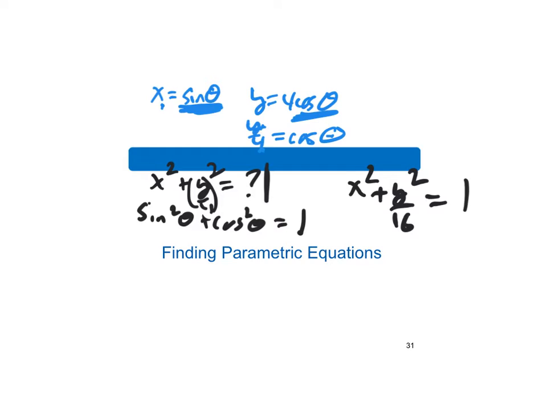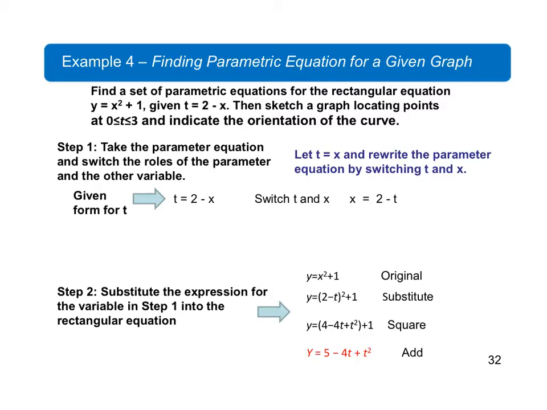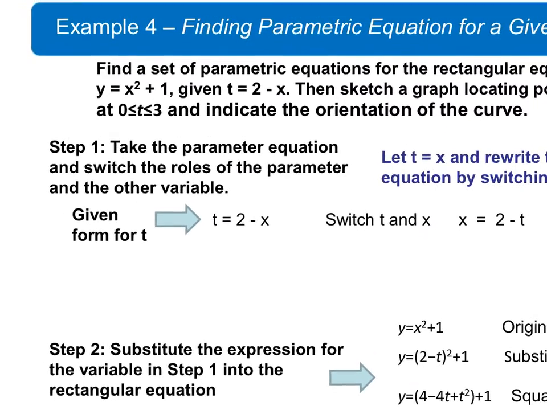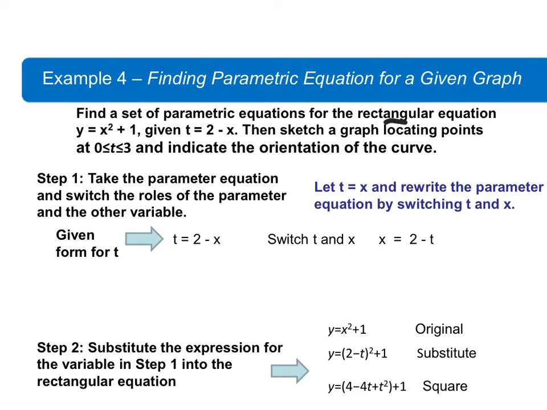Okay. So this is parametric changed to rectangular. Now he says find parametric equations, which probably means he wants us to take rectangular and try to find parametric for him. And we kind of did that a little bit. For instance, in this one, find a set of parametric equations for this rectangular equation y equals x squared plus 1. But then he tells me something. He says, but let t equal 2, is that plus or minus? Minus 2.